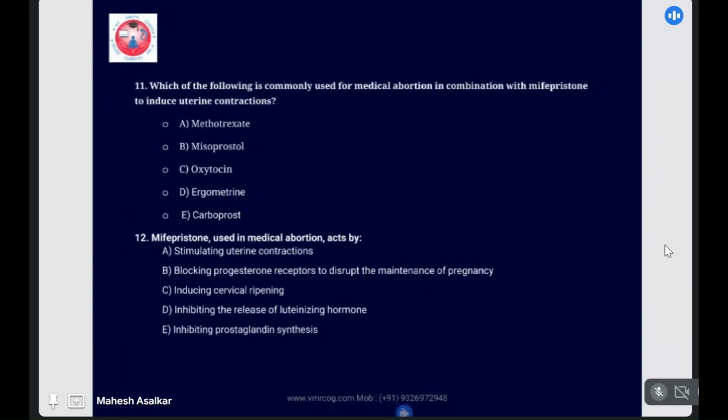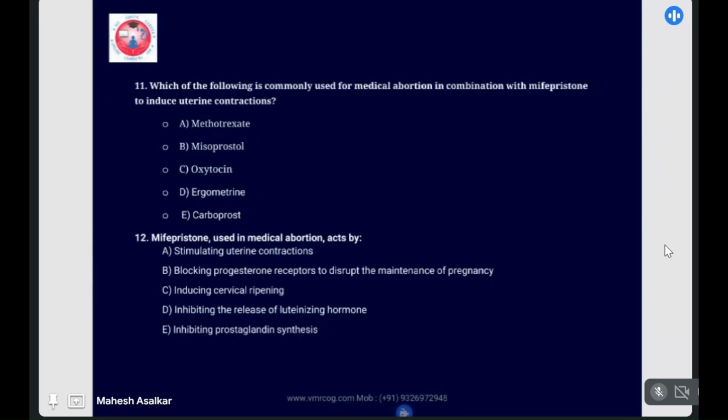Correct. Next question, number 12. Mifepristone used in medical abortion acts by: option A, stimulating uterine contractions; option B, blocking progesterone receptors to disrupt the maintenance of pregnancy; option C, inducing cervical ripening; option D, inhibiting the release of luteinizing hormone; option E, inhibiting prostaglandin synthesis. Sir, the answer is option C, inducing cervical ripening. Dr. Sinchana says B, blocking progesterone receptors.